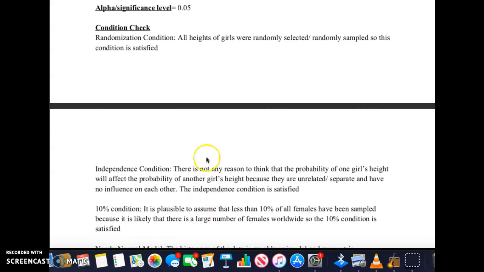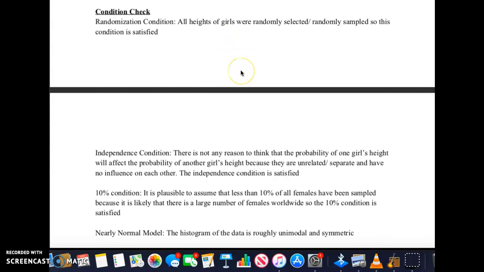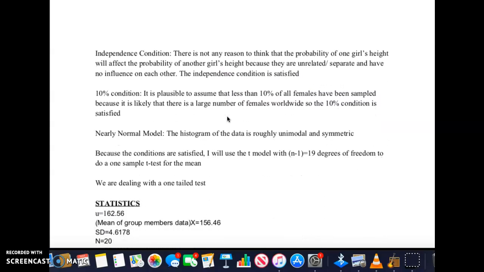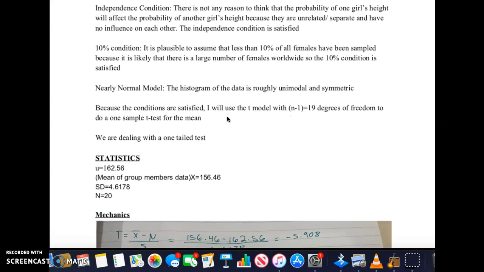In order to conduct further tests, we need to check if all conditions were met. For the first condition, the randomization condition, all heights of the girls were randomly selected and sampled, so this condition was met. As for the independence condition, we can assume that the probability of one girl's height cannot directly affect the probability of another, therefore they're independent, and the condition is satisfied. For the 10% condition, we can assume that the sample, which was only 20, is less than 10% of all females in the United States.